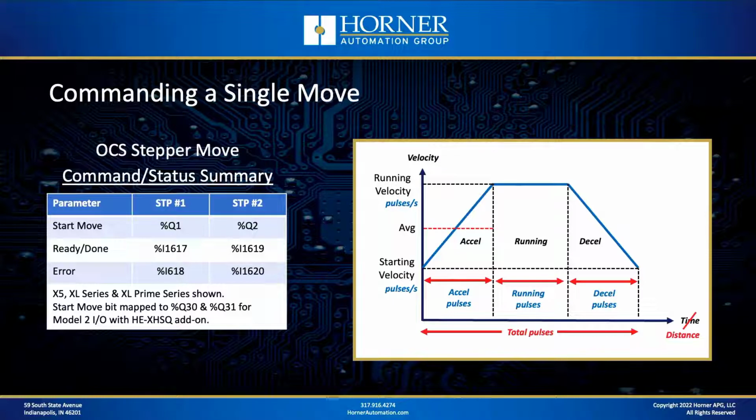So again, we start out by setting our move velocities and our move distances through 5 double integer variables that are tied to AQs. And then we next manipulate Q1 as we're monitoring a couple of digital input bits to actually cause motion to occur and to complete motion.